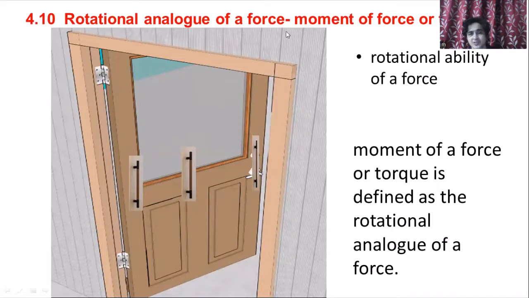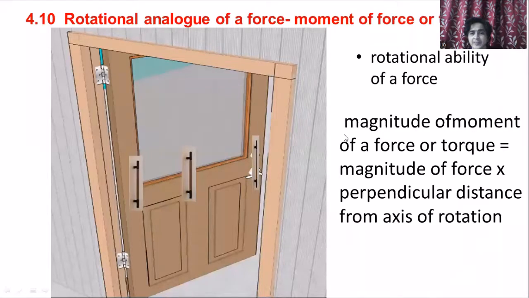So this is put into one formula. So magnitude of moment of force, one more term is there, torque, is equal to magnitude of force multiplied by perpendicular distance from axis of rotation. This is what it will contribute to rotational effect of a force.